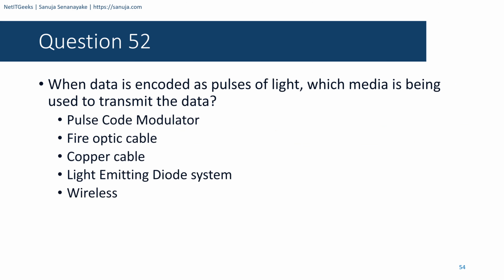Question number 52. When data is encoded as pulses of light, which media is being used to transmit the data? Pulse code modulator, fiber optic cable, copper cable, light emitting diode system, and wireless. Again, this should be a very easy question to answer. There are two possible answers here, but one of those is not even covered in the CCNA program. So the answer to this question is fiber optic cable.